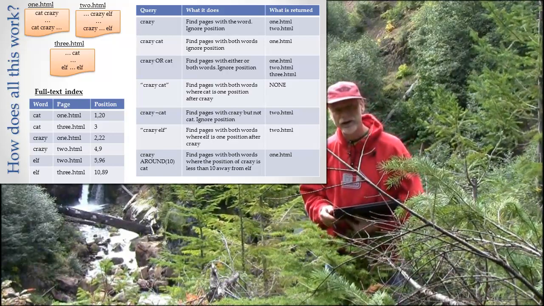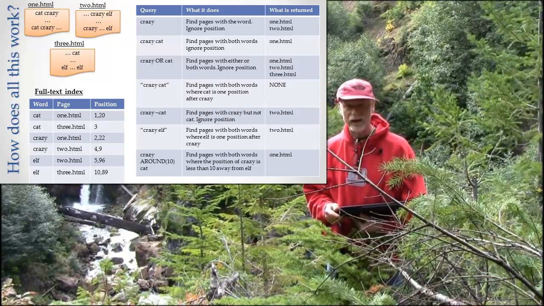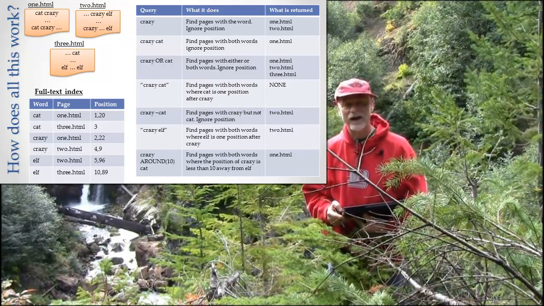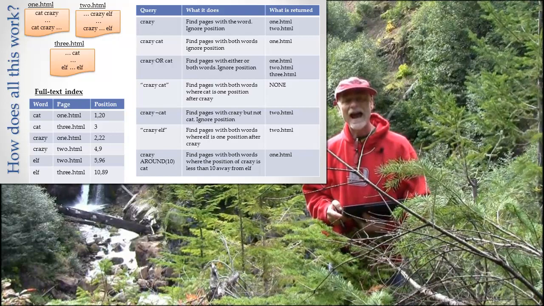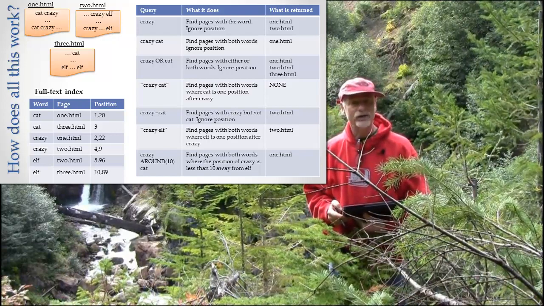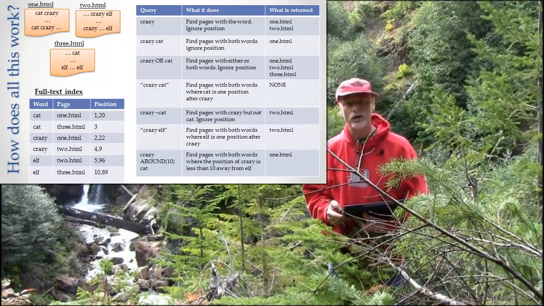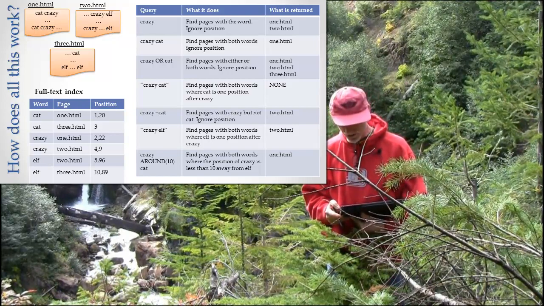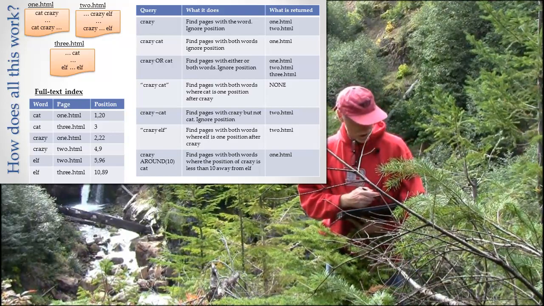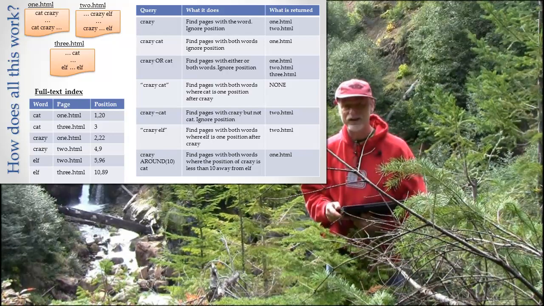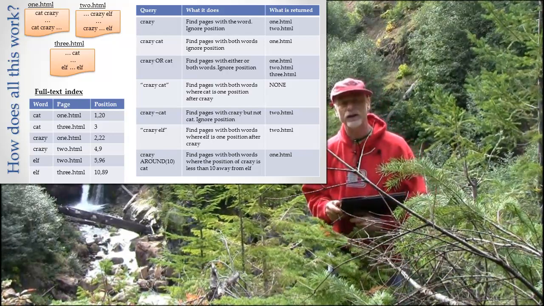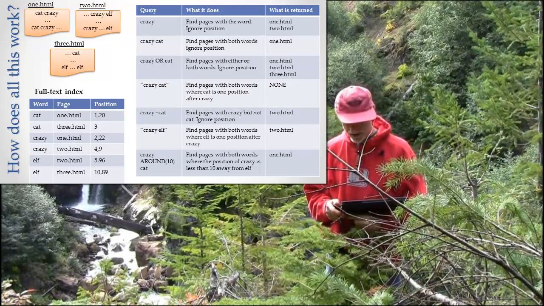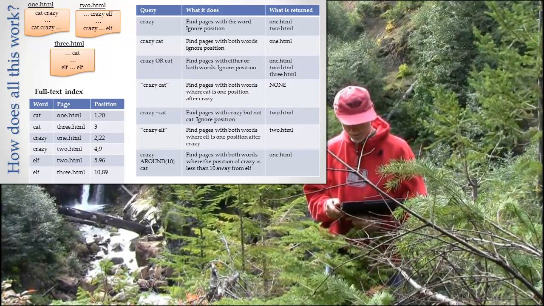Okay, a little bit more sophisticated query, crazy space cat. If you'll remember, when you put spaces in your query, it means and. I want to find the word crazy and the word cat. But at this point still, I'm ignoring the position of those words on the page, just any page that has both crazy and cat on it somewhere. And you see from looking at our index that only 1 page meets that criteria. We call that a search criteria. The criteria has to have crazy and cat. Only 1 page meets that criteria, and it's page 1.html.